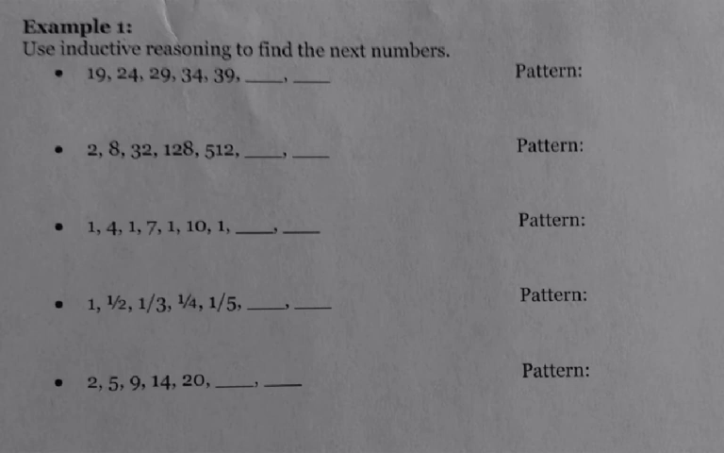The first example is asking us to use inductive reasoning to find the next numbers in these sequences. So I look at this example and I see 19, 24, 29, 34, 39. If I'm looking at each of these, I try to figure out what's the pattern between them. How do I go from 19 to 24 and from 24 to 29? And is there a consistent pattern that's happening? When I look at those, I see that each time the number is being increased by 5. So for the next few numbers, I just have to add 5 to each one.